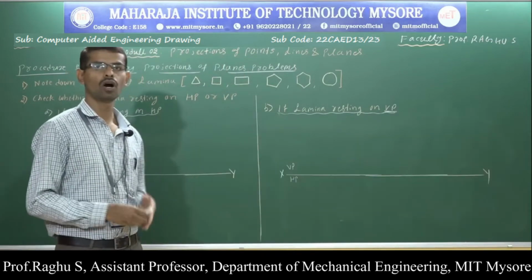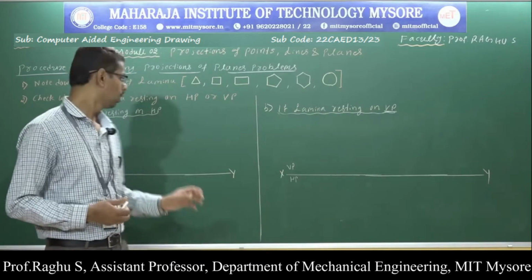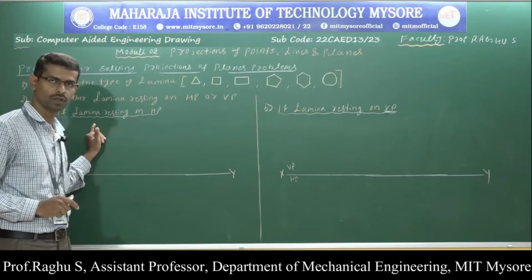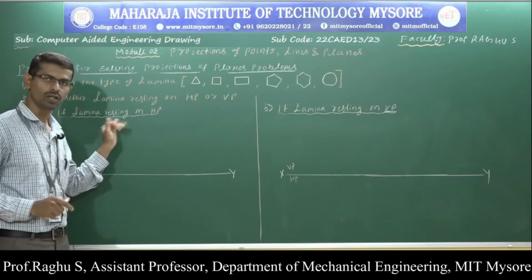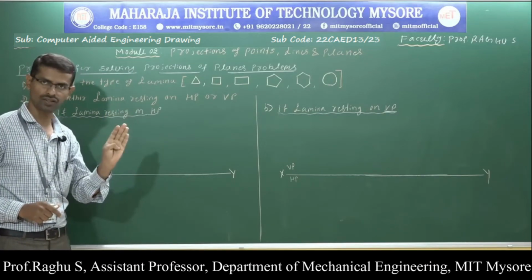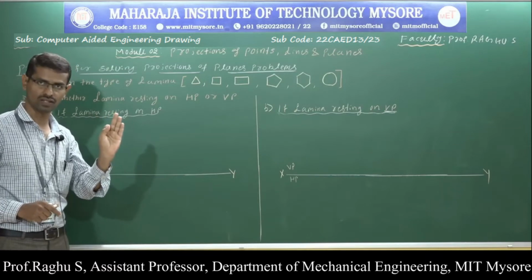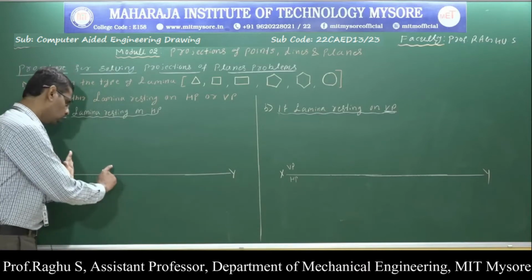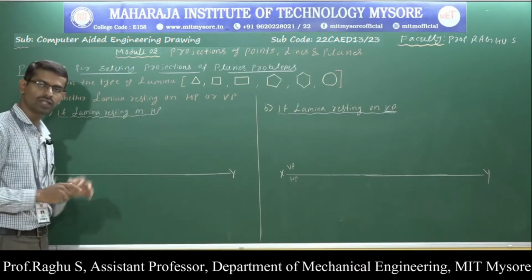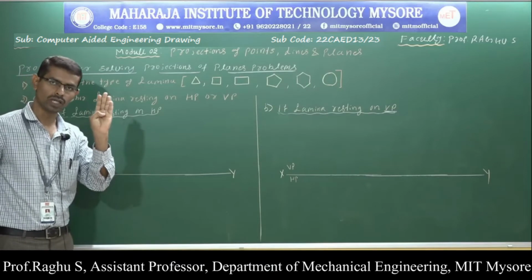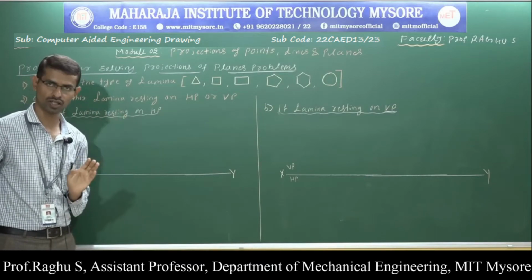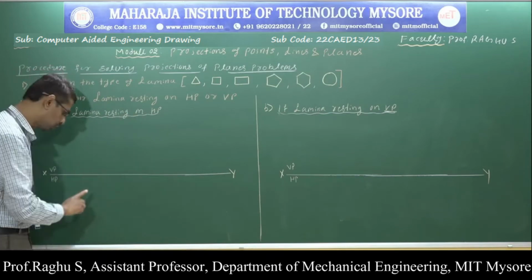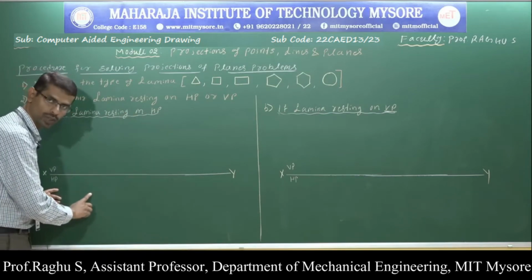Now let us discuss how to draw the different positions. First, when the lamina is resting on HP, first note down the edge or corner resting condition. Next, note down the lamina inclination. Next, note down the side or edge inclination. To draw the first position, I need to know whether the lamina is resting on an edge or a corner. So when the lamina is resting on HP, start the first position on HP.